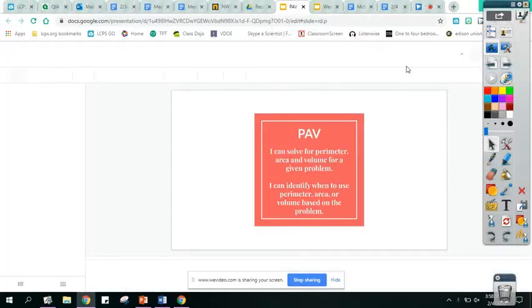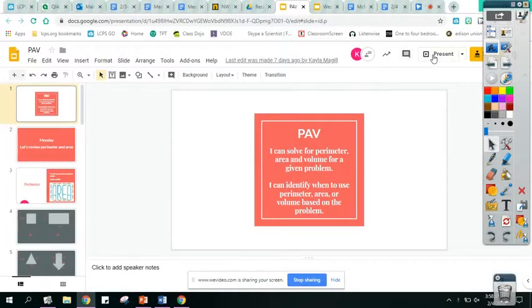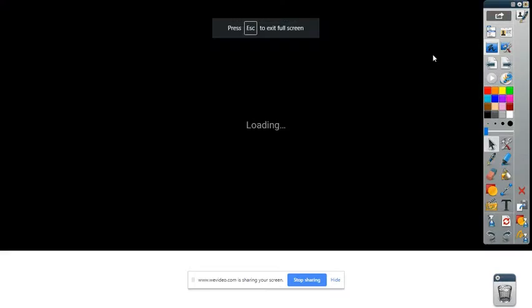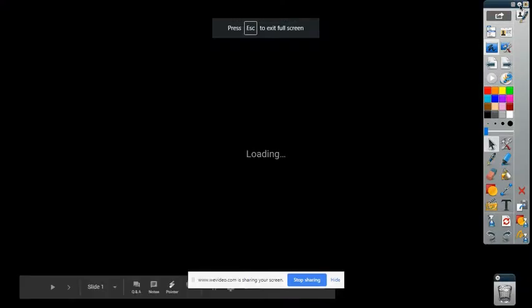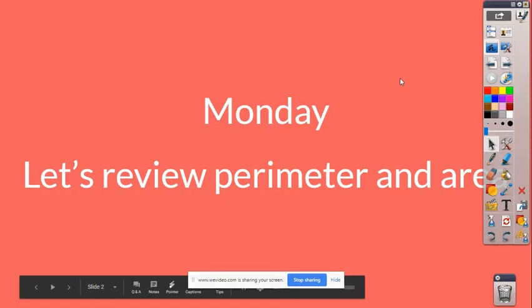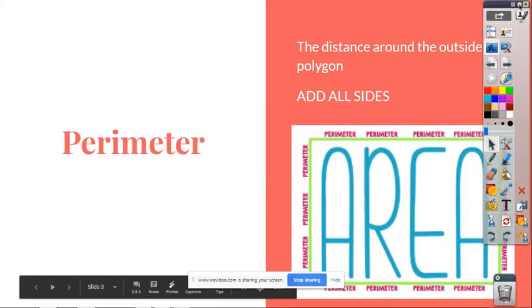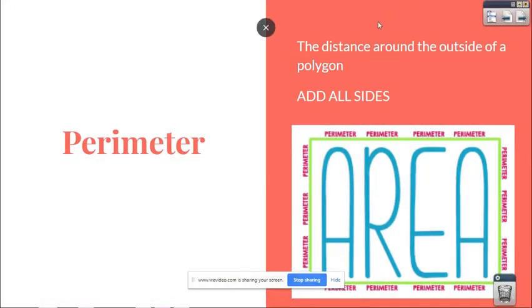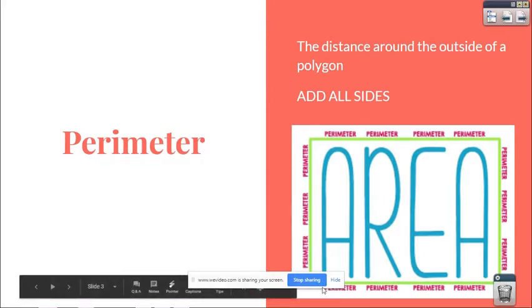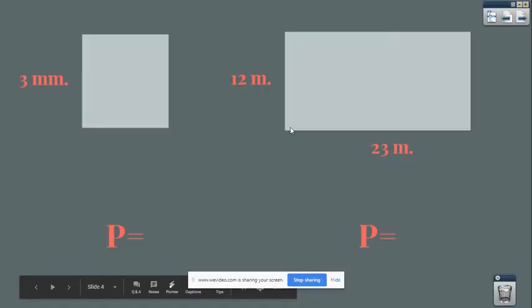All right, today we are going to be working on finding the area of a triangle. But really quickly before I do that, I just want to quickly review. Perimeter is when you're finding the distance around the outside of a polygon. So there's your perimeter on the outside edges, and to find the perimeter, you add all sides.